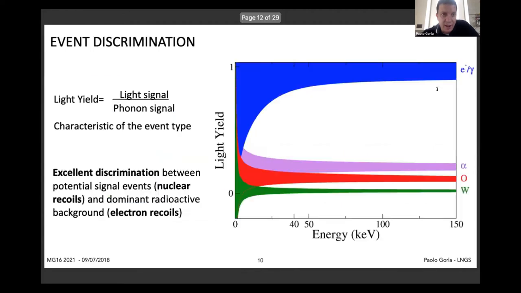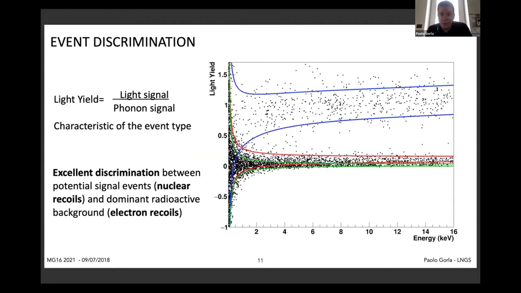And you can define a light yield, which you can then plot in an energy versus light yield plane and identify nuclear recoils, and even nuclear recoils on the different elements composing the calcium tungstate crystal, with respect to alpha or beta gamma radiation. So this is how this looks in reality. This is a real neutron calibration, and you see that you can have the maximum of the coupling of the neutrons with the oxygen, and you separate the electron gamma band.